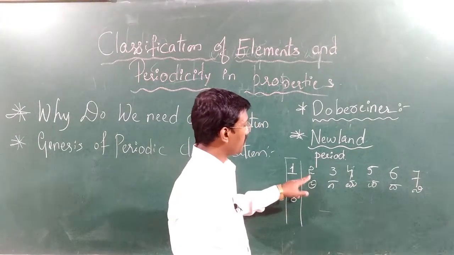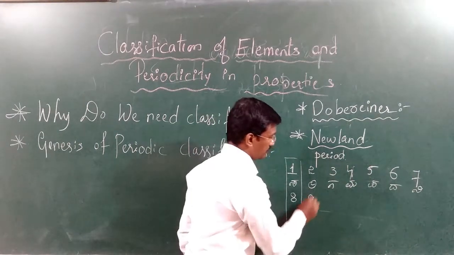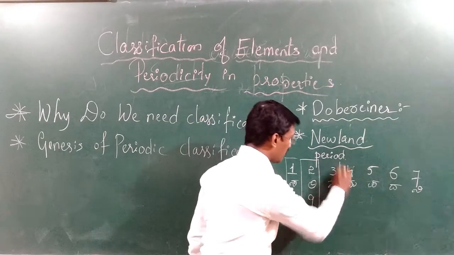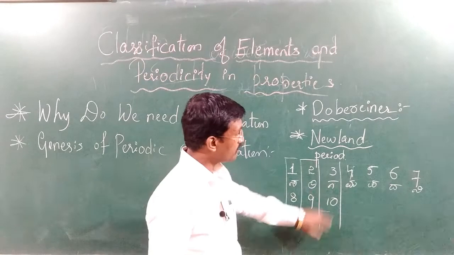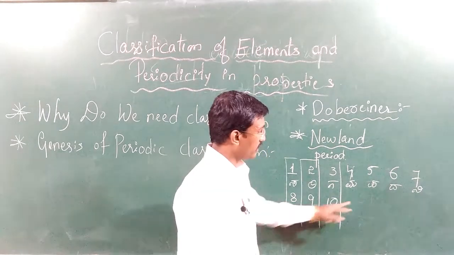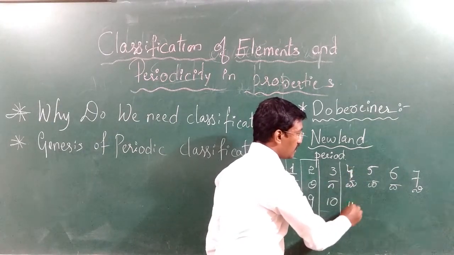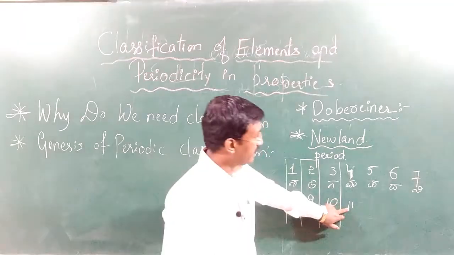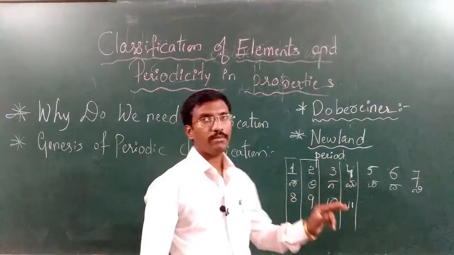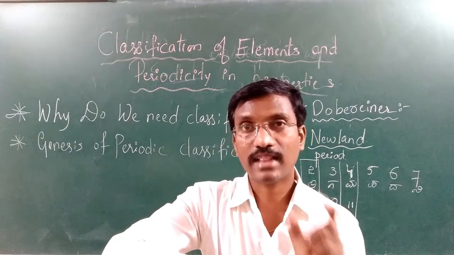If I begin the second one from here, 1, 2, 3, 4, 5, 6, 7 and the eighth one from here, the ninth element has similar properties to the second one. Similarly, the 10th has similar properties to the third one. If I begin from the fourth number, 1, 2, 3, 4, 5, 6, 7, 8, every eighth element from the fourth has similar properties to it. For that reason he said that every eighth element has similar properties to the first element. This statement is called Newlands' law.